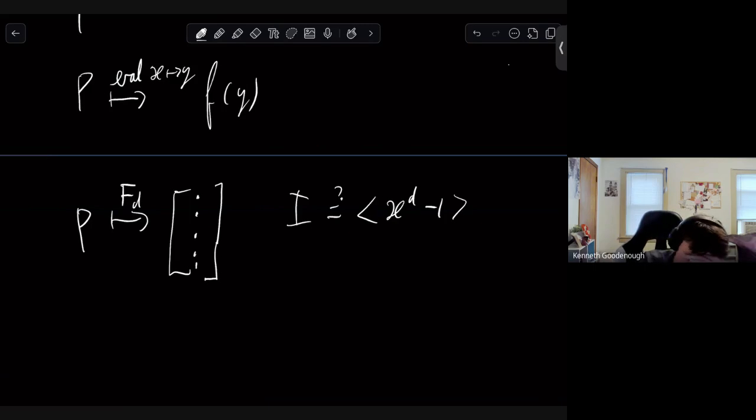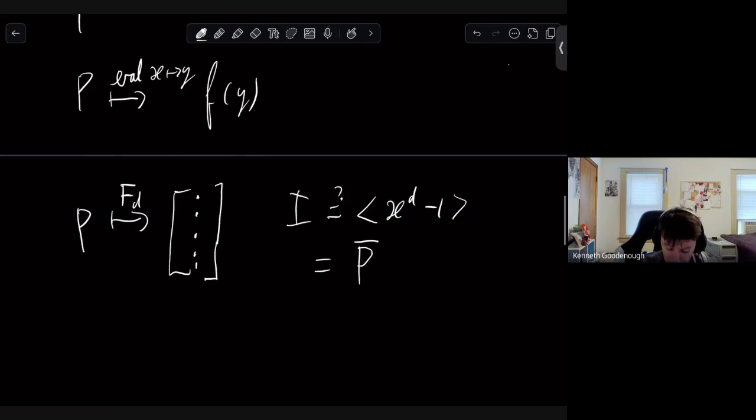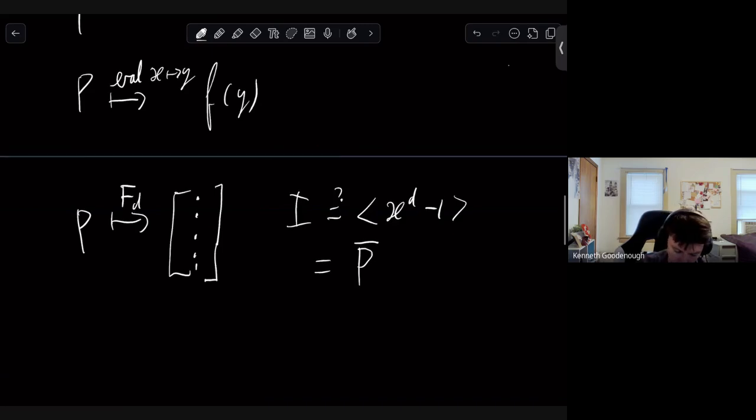So what does this mean? If I remember correctly, these are all... I take all polynomials. I'm using the bar to indicate all polynomials now, or I guess series, really. Maybe we might want to be a little bit more general. And I just multiply this by x to the d minus 1.